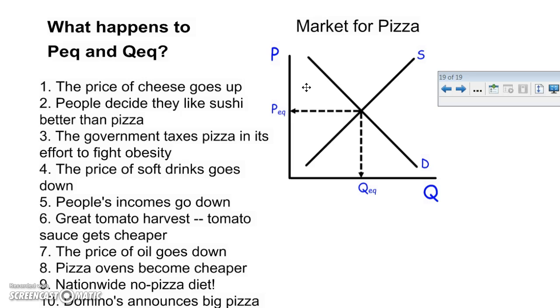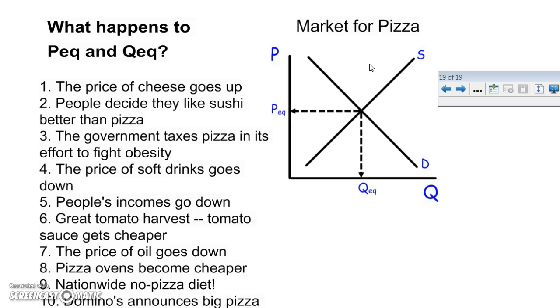Number three, the government taxes pizza. Again, we haven't really talked about taxes. We are going to come back and talk about taxes in week 4. But for the moment, you can assume that taxes are actually going to be a cost. So the supplier is going to have to pay the government, which means that the supply of pizza is going to shift to the left, and price will go up and quantity will go down.